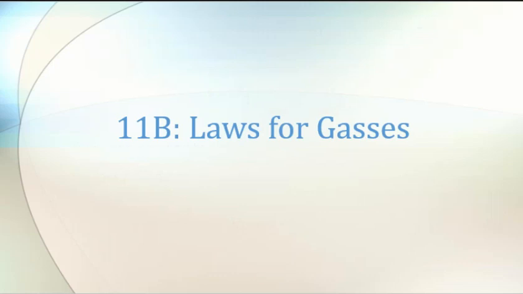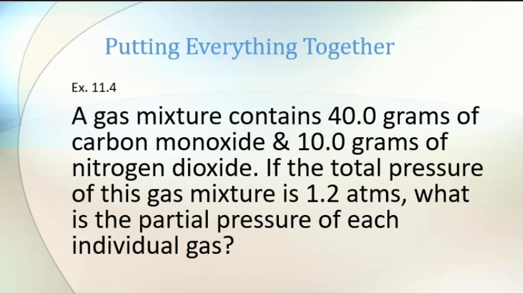All right, we're in part B. Okay, putting everything together. Oh no, we have grams. Yikes. A gas mixture contains 40 grams of carbon monoxide, 10 grams of nitrogen dioxide. If the total pressure of this gas mixture is 1.2 atmospheres, what is the partial pressure of each individual gas?